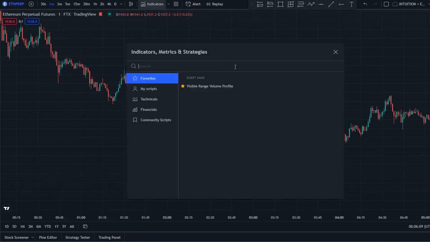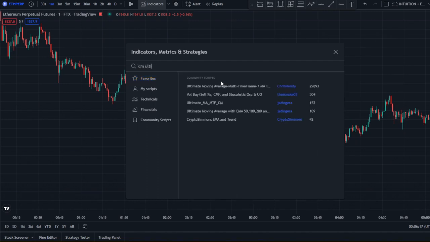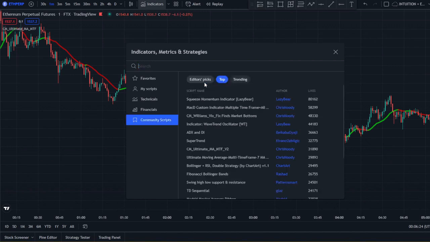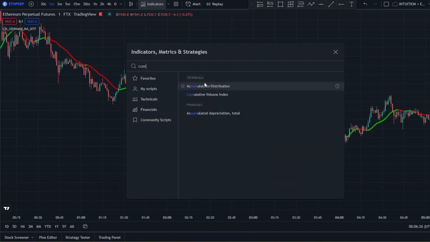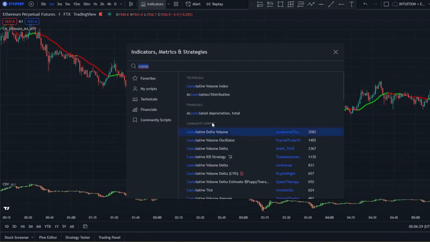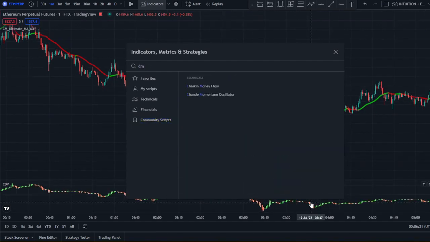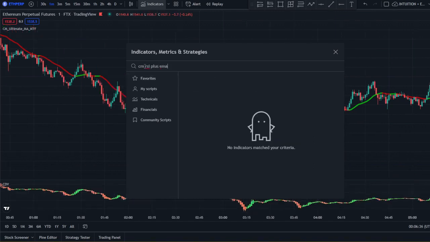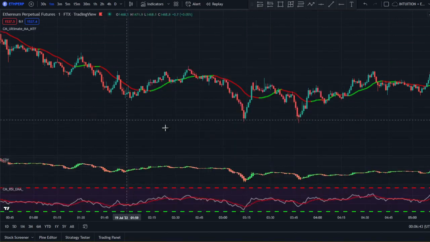But anyways, let me show you guys the indicator that you'll be needing. First, you need your CM Ultimate multi-time frame. So just search this Ultimate Moving Average multi-time frame. That's your first indicator that you'll be needing. Next up is your cumulative delta volume, and last but not least is your CM RSI plus EMA. You have to put the underscore between the CM and the RSI so they can find the indicator.